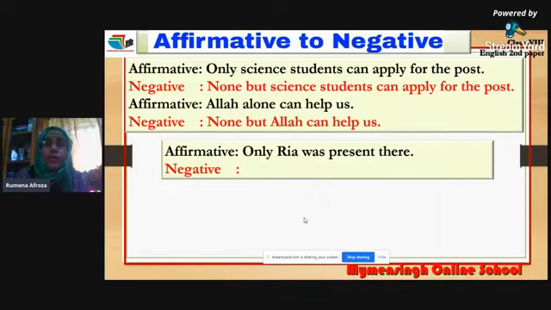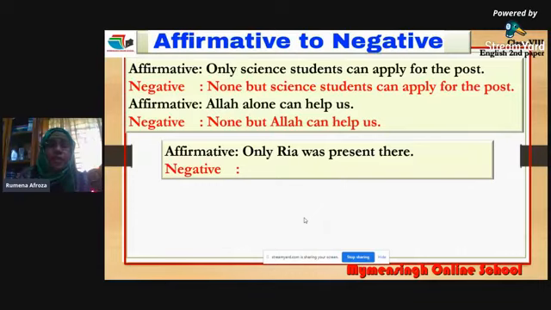Instead of only, here none but is used, nothing else. Here the change is that instead of only, none but is used. In the second pair, you can find "Allah alone can help us." Here, in negative form, "None but Allah can help us." Here you also find that instead of alone, none but is used. One thing you have found is that none but is used at the beginning of the sentence here.